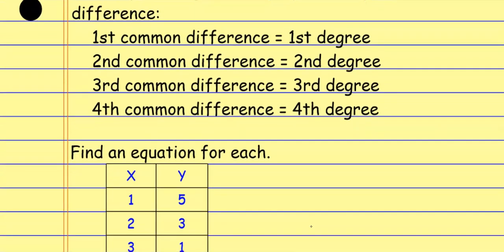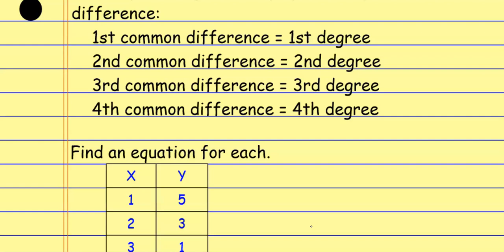Basically, however many tries it takes, however many columns I have to come up with in order to find the common difference, that's the degree of the polynomial, okay? So if I get a common difference on the first try, on the first set of values, then it's a first degree. If it takes 2 sets of values, then it's a second degree.